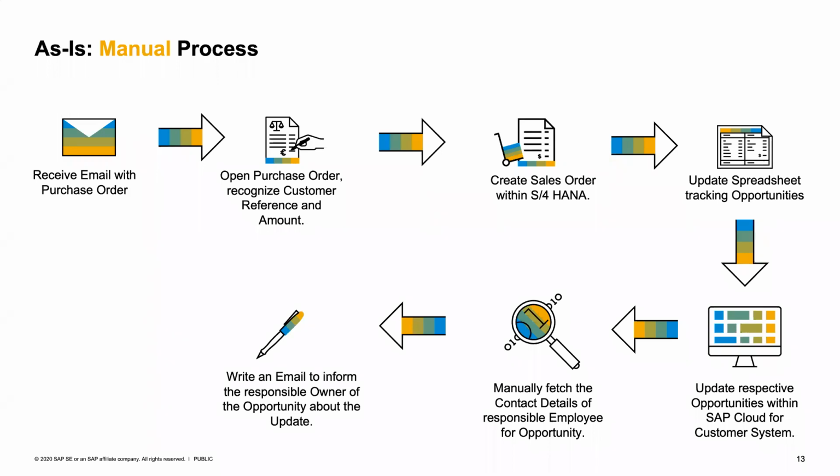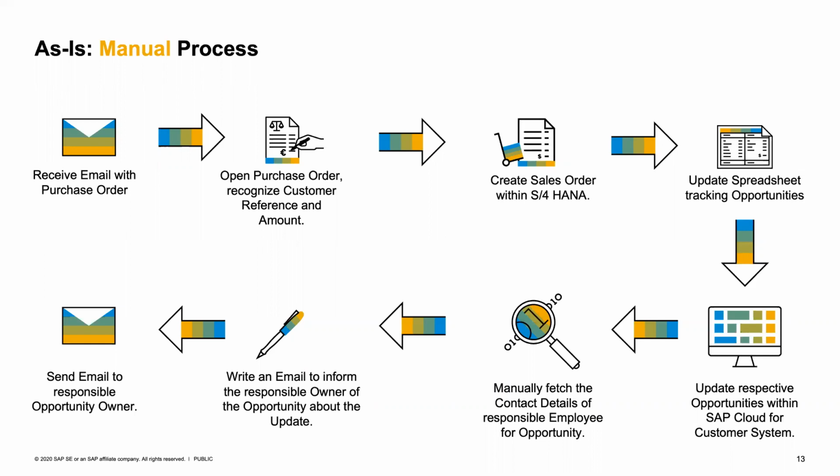This is done by the next step. So basically the employee being responsible for updating the respective entry within the CRM system, here the SAP Cloud for Customer system, writes an email based on the manually fetched contact details and sends this email to the account executive. So as you can see here, there are a lot of manual tasks.